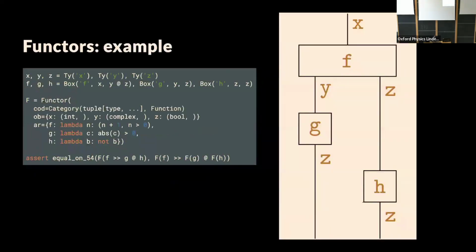And that's an example. So the diagram that we've seen before, we could interpret first on objects: we interpret X as int, Y as complex, Z as bool. And then on arrows, we can interpret F as three maps, and then we can apply F to it, and we can check here functoriality. This holds on the nose. So then you can check that functoriality is true on some particular input because you're giving a function.